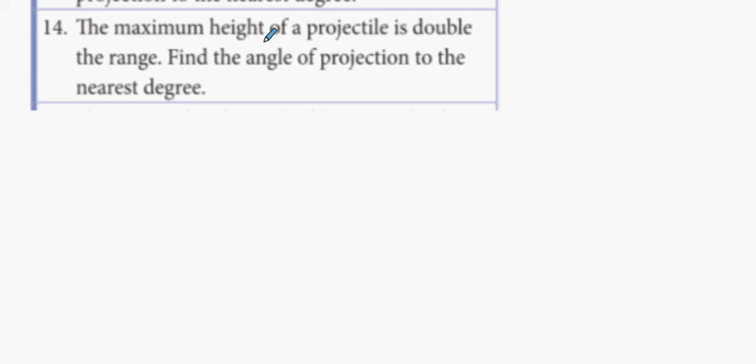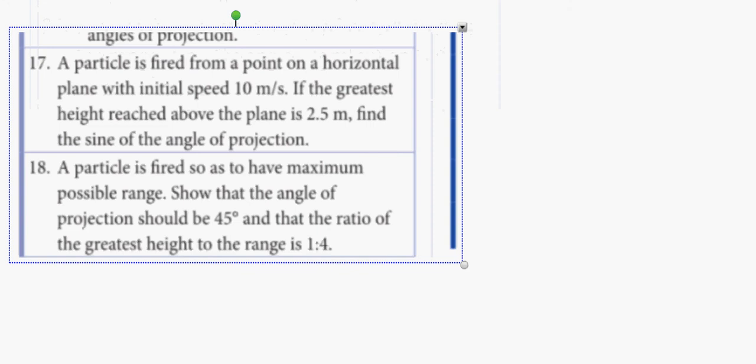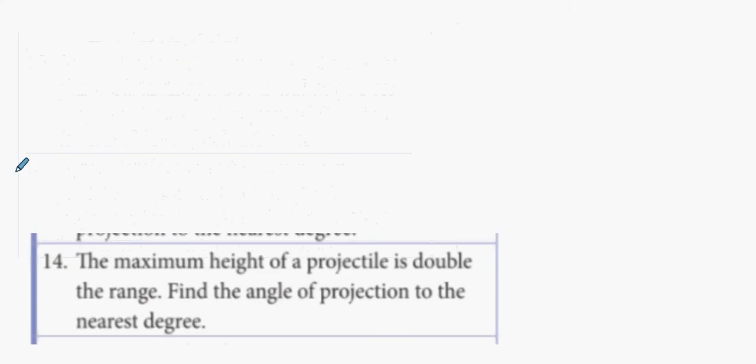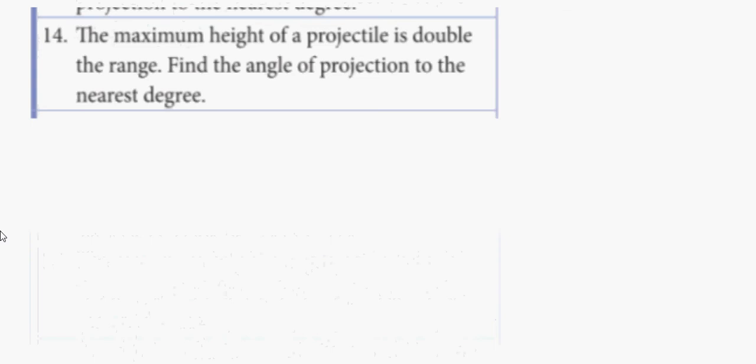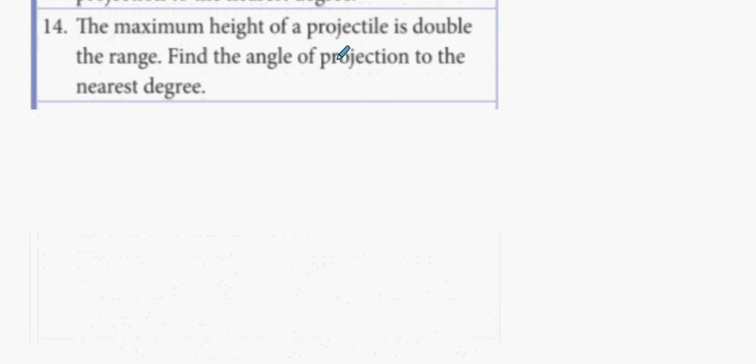Maximum height of a projectile is double its range. For those of you that are now bored, my advice is to go towards 17 and 18, okay? I'll catch you up in a minute. So if you have 14 done, head towards 17 and 18. If you want to see 14 done, stick with me here, okay? Now, maximum height of a projectile is double the range. Find the angle of projection to the nearest degree.